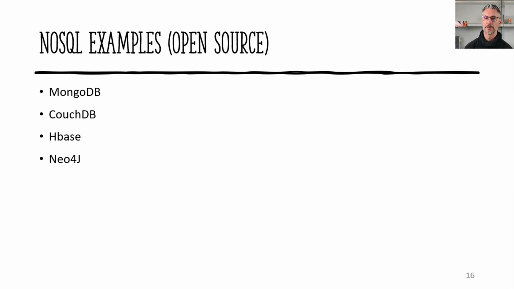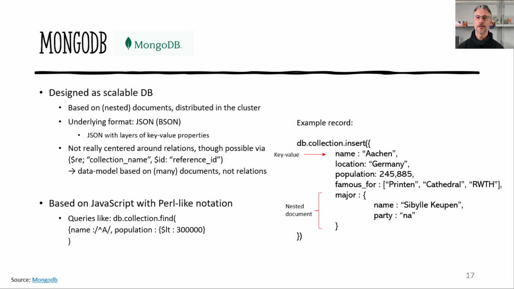So here are some examples of NoSQL databases that are very popular at the moment. We have MongoDB, CouchDB, HBase, and Neo4j. MongoDB is designed as a scalable database and is based on nested documents that are distributed within a big cluster. The underlying document is JSON, actually it's BSON, and it's essentially layers of key value properties. You see an example here on the right.